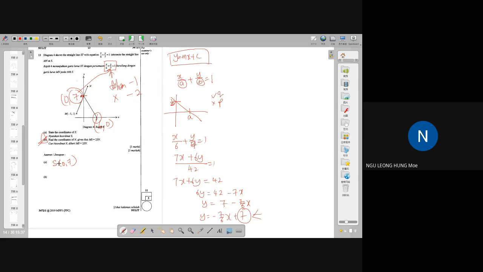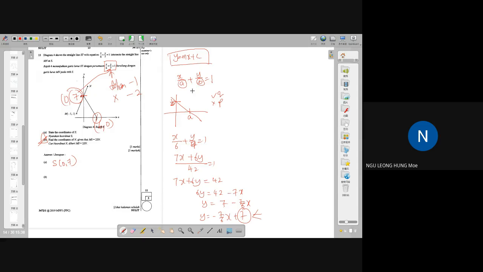Tapi kenapa kalau masuk equation jawapan dia lain? Izzat, you buka mic cakap. You pakai komputer ke pakai handset? Oh. Kenapa kalau substitute S equal to 0 masuk equation? Okay.